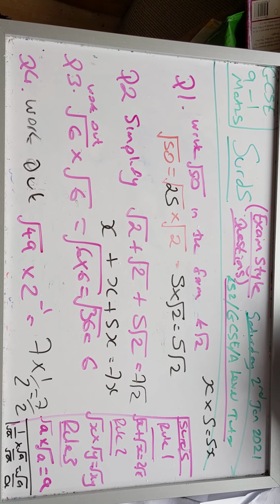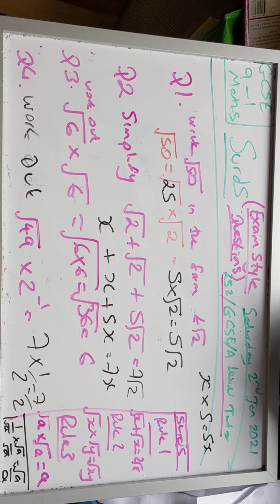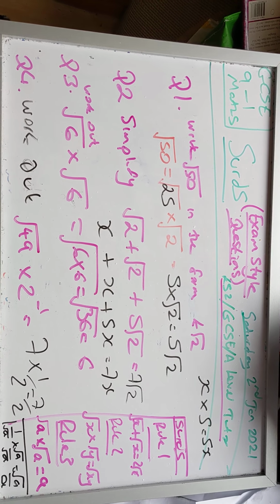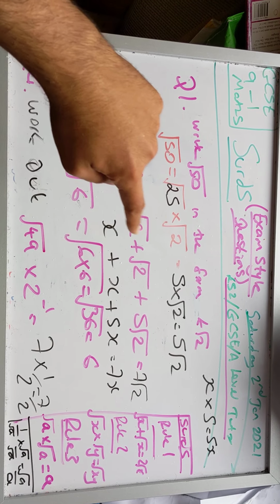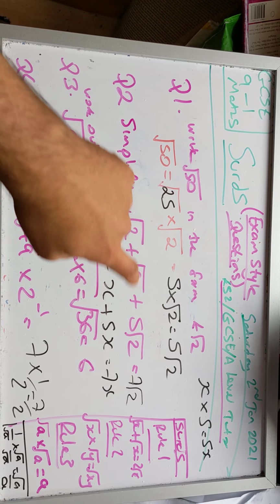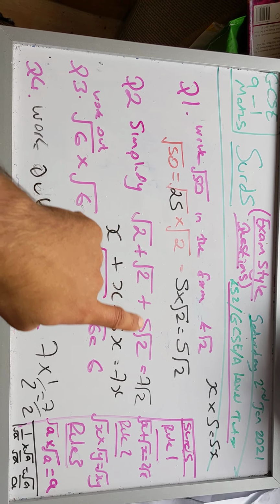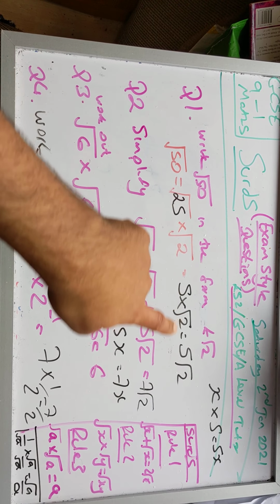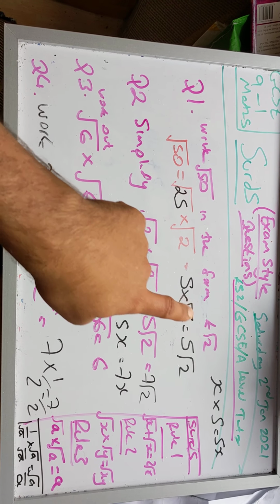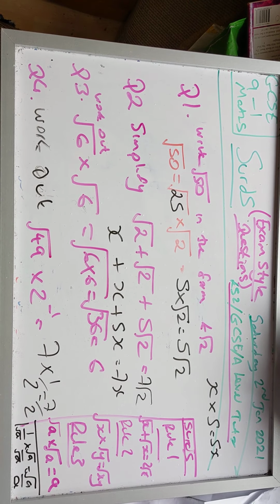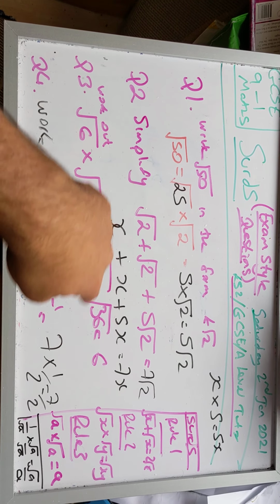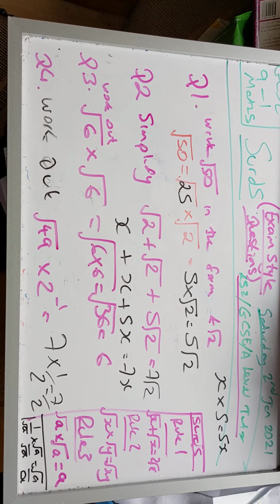Right, guys, question number 2 is to simplify root 2 plus root 2 plus 5 root 2. Well, imagine I've got an x plus x plus 5x here, so x plus x plus 5x is equal to 7x. So same idea here, root 2 plus root 2 plus 5 root 2 is 7 root 2. And that's my answer for that one, guys.